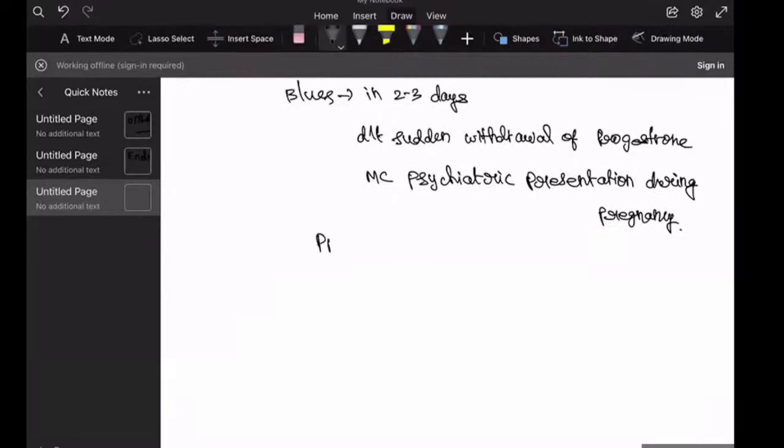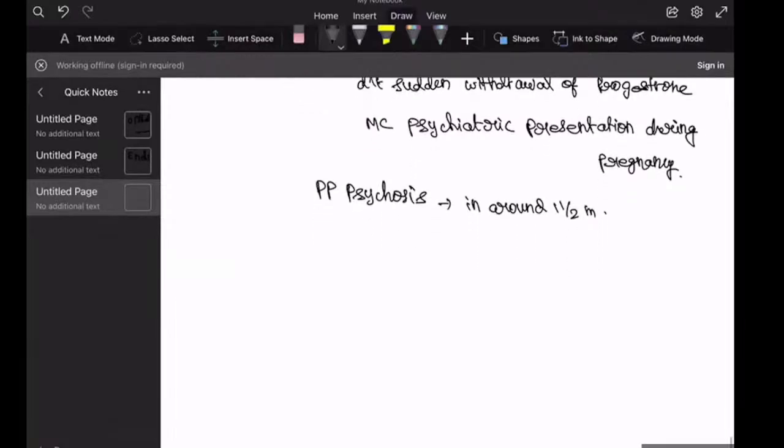There can be postpartum psychosis, or PP psychosis, around 1.5 months after delivery, and there can be postpartum depression around 3 to 4 months. And these are the physiological changes.